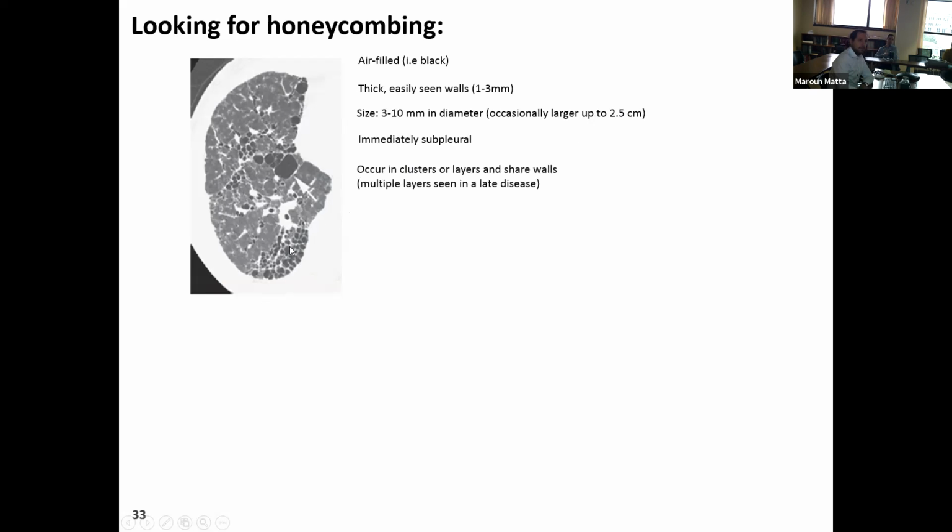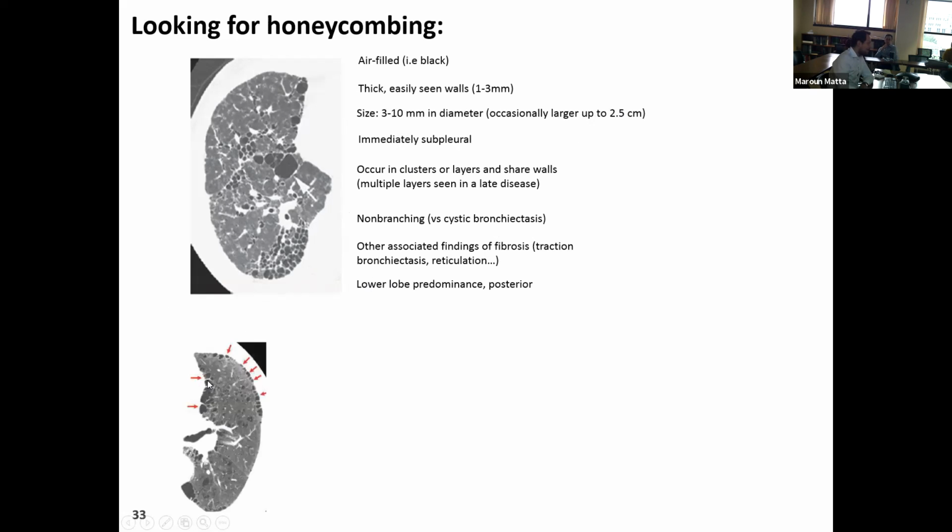These are small air-filled spaces. They have thicker borders than emphysema does. They're small. They can be up to 2.5 centimeters, but the vast majority are less than a centimeter. They're immediately subpleural. They can occur in clusters or layers. They share walls. They're non-branching, and they're usually associated with other scarring, reticulation, and traction bronchiectasis. Now they're not always, and they're lower lobe. They're not always easy to tell.